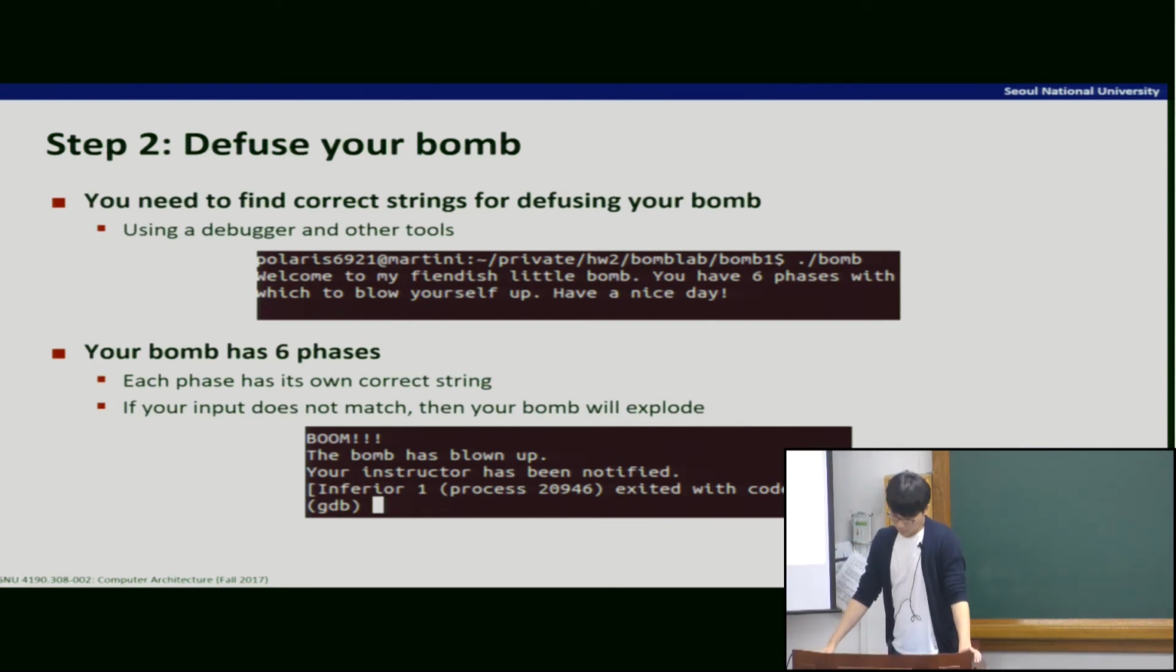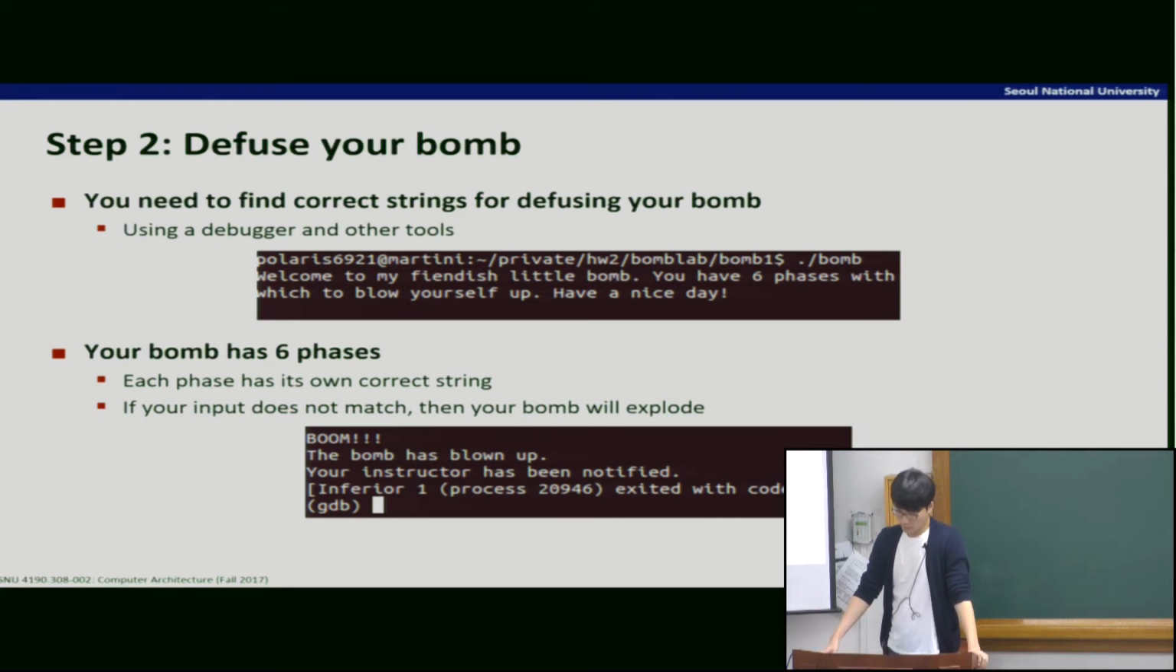However, since you need to find correct strings for defusing your bomb, you should execute your file with a debugger or other tools. Also, this bomb has 6 phases and 1 secret phase. The secret phase does not affect your whole score, so you don't need to care about it. Each phase has its own correct key.